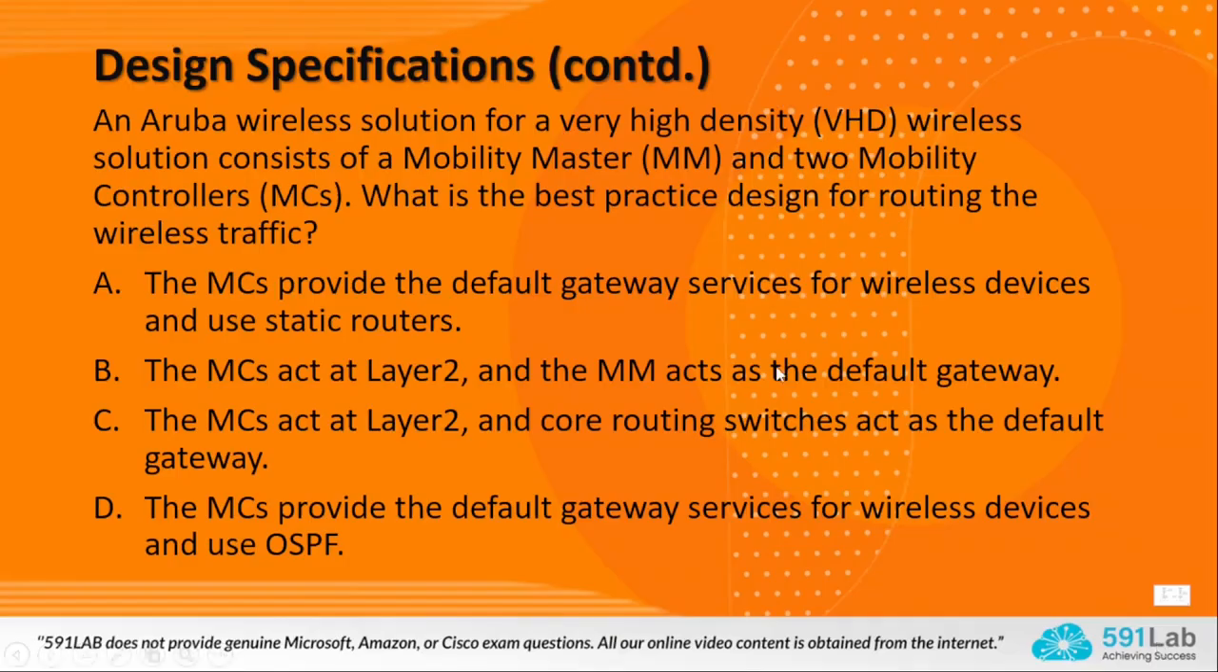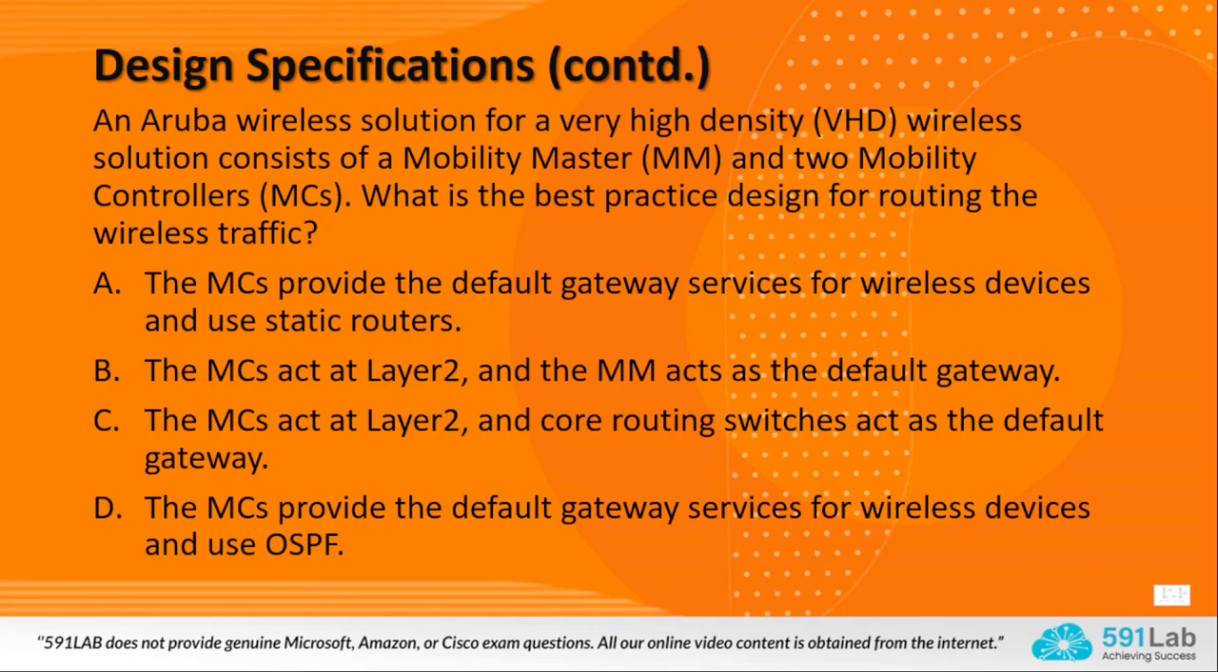Since the question asks about a very high density wireless solution, normally it will be a large flat VLAN. So the gateway device should be capable of handling a large ARP cache. The layer 3 core switch has a higher ARP cache compared to the mobility controller. Therefore, the layer 3 core switch would be better placed to define the default gateway whenever you have a high density Wi-Fi environment. Okay, let's check the answers.